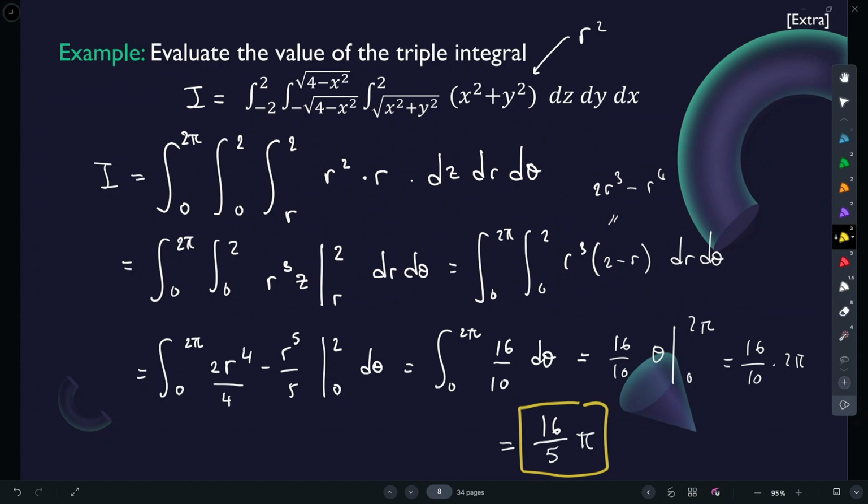The r to the 5th, I simplified all of this beforehand. And when you substitute that 2 in here, you get 16 over 10. Okay? Any questions about this in particular, the setup as a cylindrical? And you can see how much easier it is in cylindrical than it is in Cartesian. Nobody wants to do that. Okay?